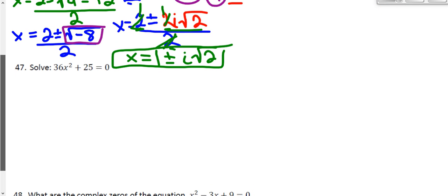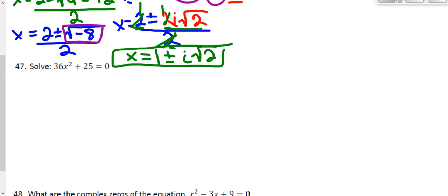Let's go ahead and take a look at this next one. Now again, we could use the quadratic formula for this, but there's a much easier way if you recognize that 36x squared is a perfect square and 25 is a perfect square.